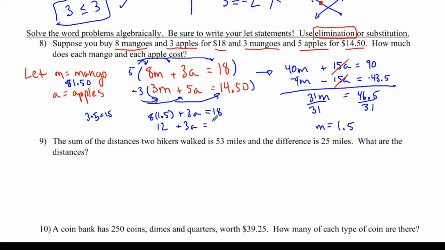Plus 3a equals 18. Subtract 12 from both sides. We got 3a equals 18 minus 12, or 6. Divide both sides by 3, and a equals 2. So apples cost $2.